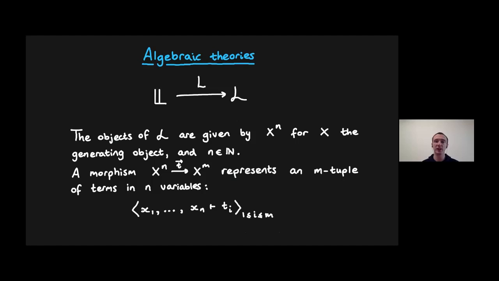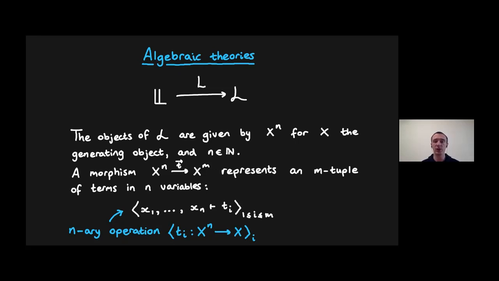A bit more concretely, because the objects of our two categories here are the same, we can see that the objects of the category on the right, curly L, are exactly the finite powers of some generating object. And so we can think of these as being contexts of n variables. A morphism from x^n to x^m is going to represent a tuple of terms, each of which has n free variables. The other way we can think about this is that the terms are n-ary operators.